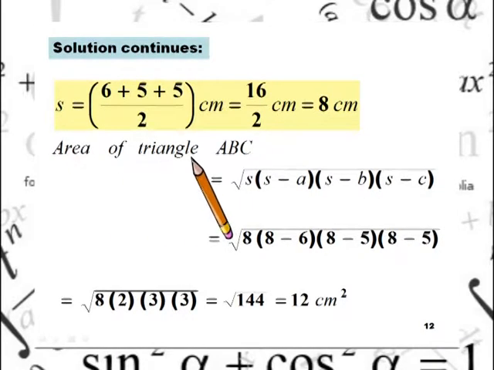Area of triangle ABC is equal to the square root of S into S take A into S take B into S take C, and that is equal to the square root of 8 into 8 take 6 into 8 take 5 into 8 take 5, and that is equal to 8 by 2 by 3 by 3, which is equal to the square root of 144, equal to 12 cm squared.